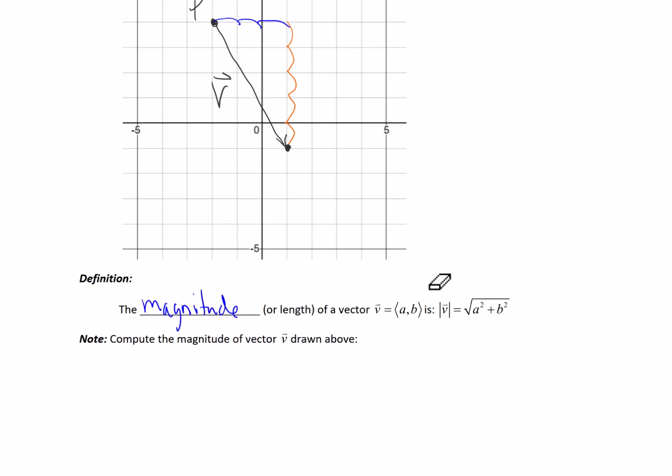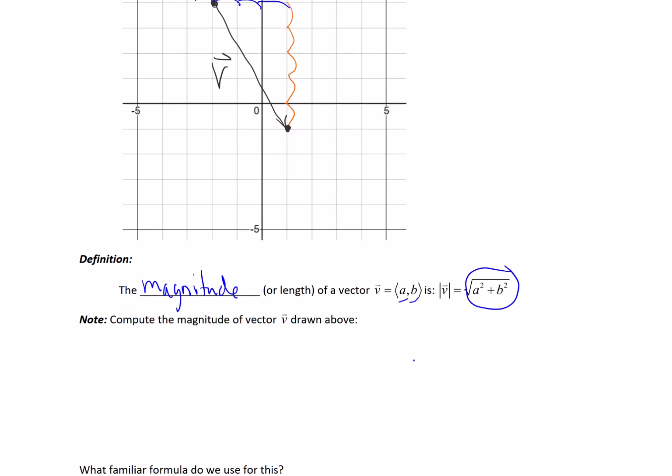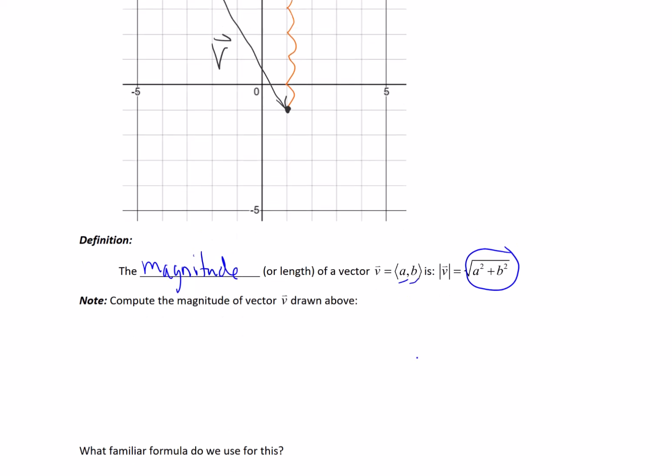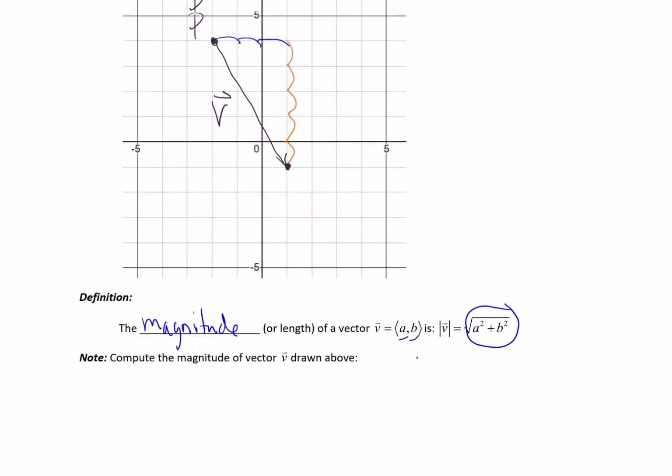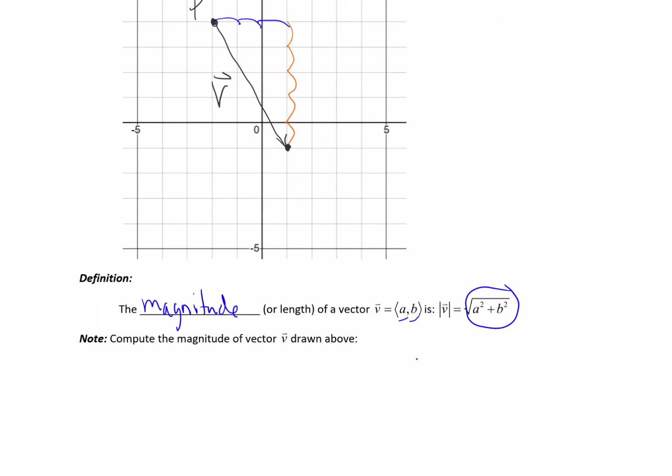This magnitude is given by the notation that looks like absolute value, but now we have a formula for it. It's equal to the square root of a squared plus b squared, where again a is the horizontal component and b is the vertical component of this vector. Now, this actually looks or will look fairly familiar. So let's actually compute the magnitude of vector v that we just drew above in our graph paper, and then see how familiar it actually might be.